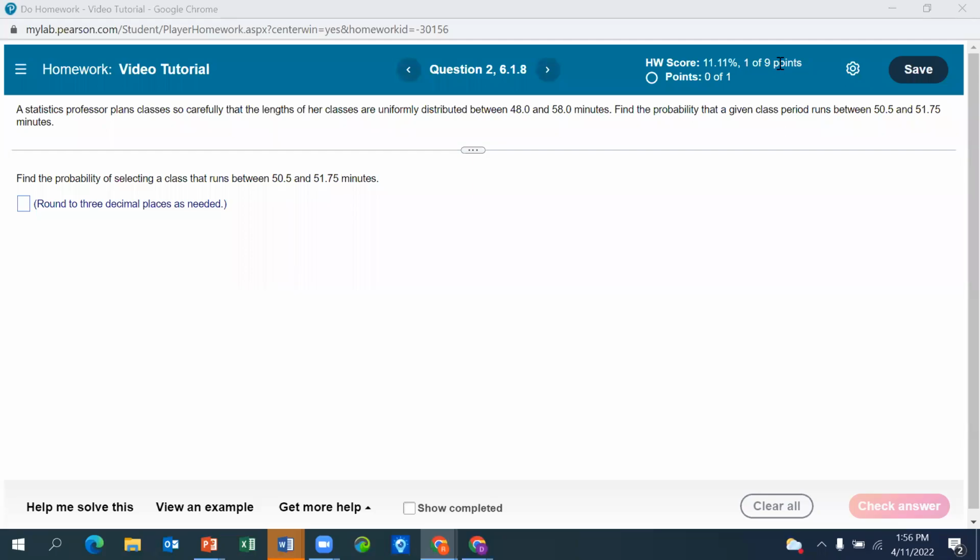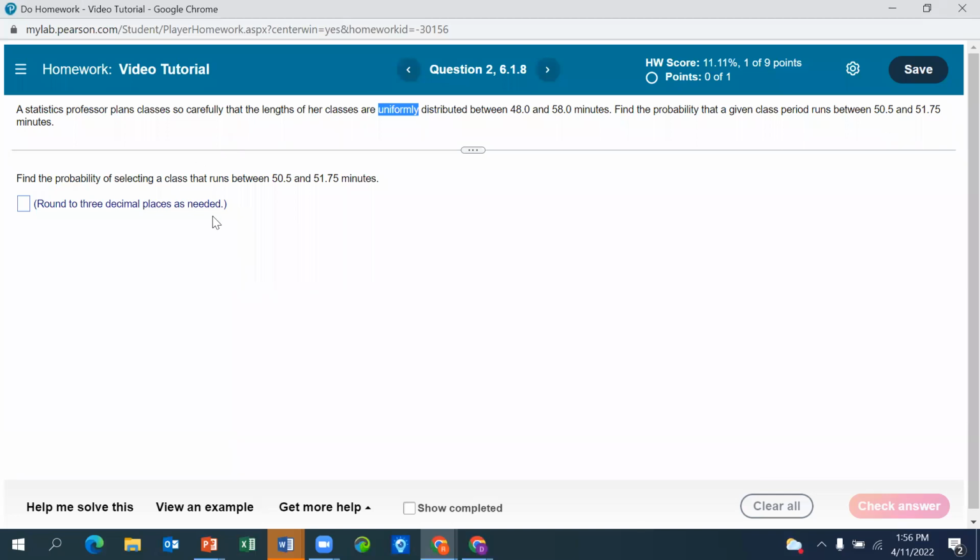So everybody, today we're doing another video tutorial, and we're going to be working on problems with uniform distribution and normal distribution. So let's take a look at this particular question. A statistics professor plans so carefully that the length of her classes are uniformly distributed between 48 and 58 minutes. The keyword is uniformly distributed between 48 and 58 minutes. Find the probability that a given class period runs between 50.5 and 51.75 minutes.